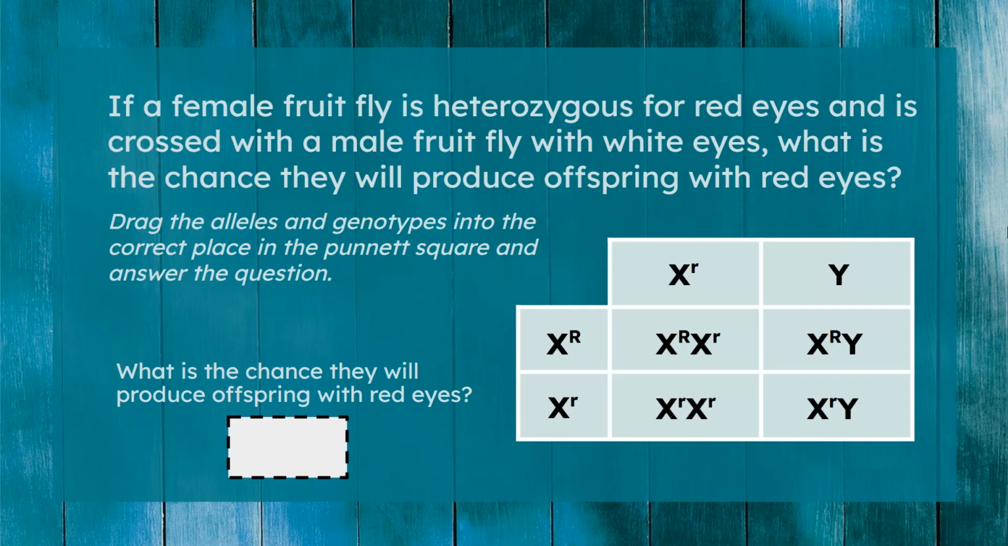And the question says, what's the chance they will produce offspring with red eyes? So when we look at the Punnett square, it looks like the top row has big R's, the dominant R's, which would be causing those offspring to have the dominant red eye color. So our answer would be 2 out of 4.